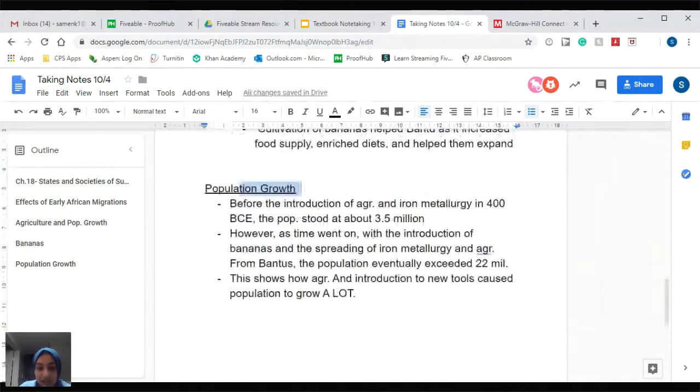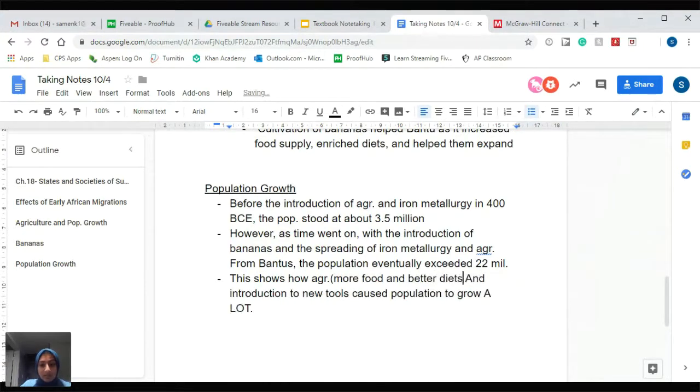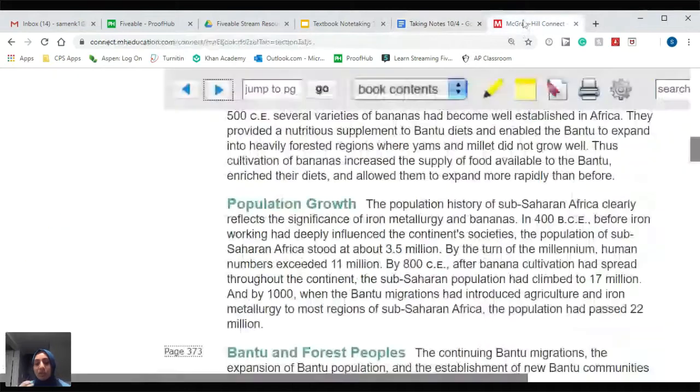So here we have the facts, and then we can say this shows how agriculture and the introduction of new tools caused the population to grow a lot, because with agriculture you're getting more food. So we could say more food and better diets. Then the introduction of new tools, as we know, let them clear the lands better so they could spread agriculture, and it caused the population to grow a lot. So I think those are the two main things we need to know: the population before and the population after the introduction of all of this.